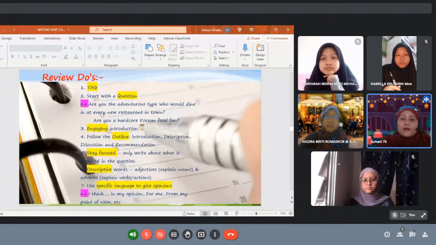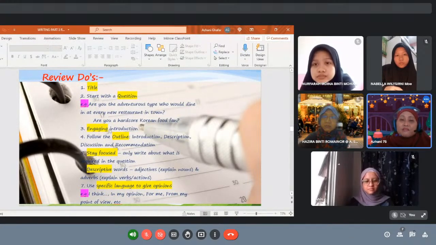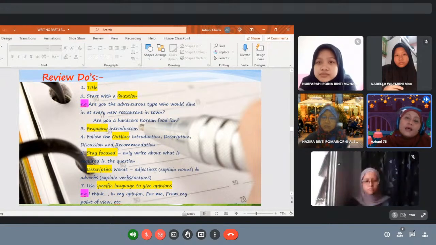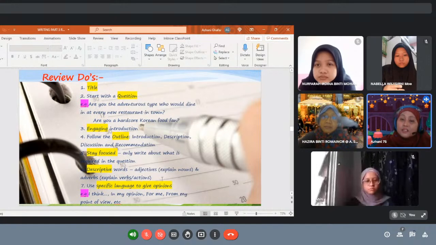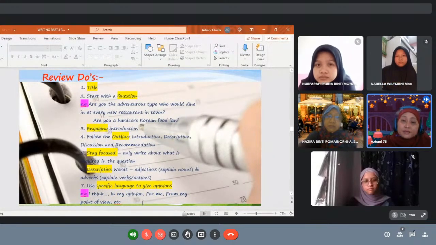All right. Next, you put in descriptive words. From here, you know that you need to describe or explain. You can have a lot of adjectives which explain nouns, kata sifat yang menerangkan kata nama, and adverbs, perkataan yang menerangkan verbs atau kata kerja. And then you need to use specific language to give opinions. So here are some possible examples for it: I think, in my opinion, for me, from my point of view, etc.